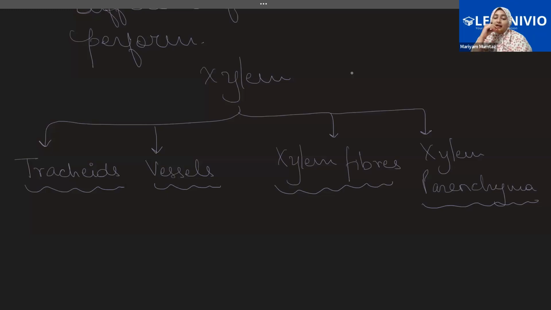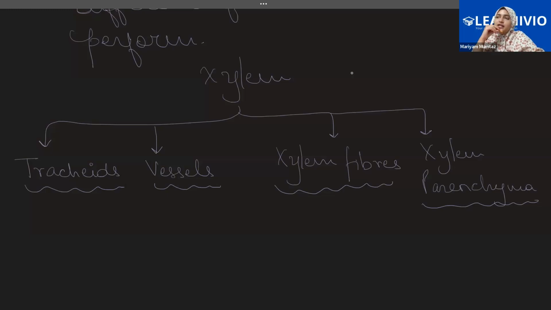Now talking about tracheids and vessels, they are the main conducting components, they have the conducting properties associated with them. Both of them are responsible for the transportation.